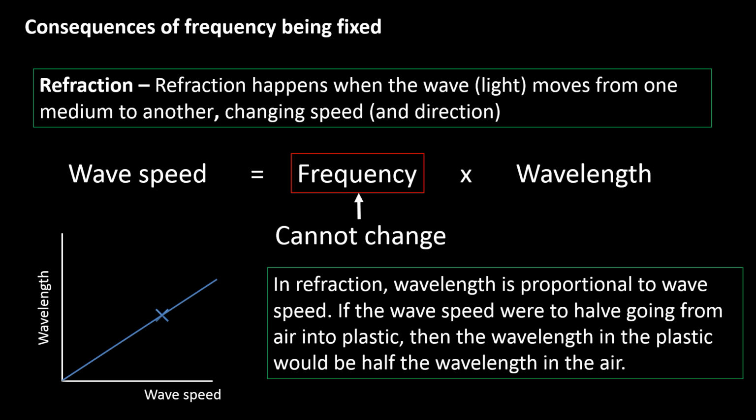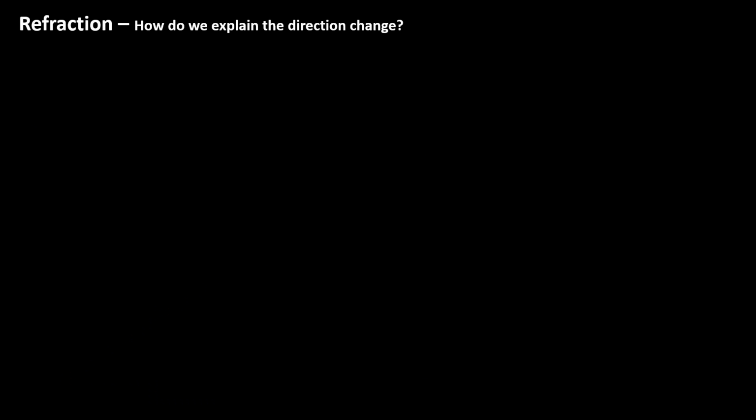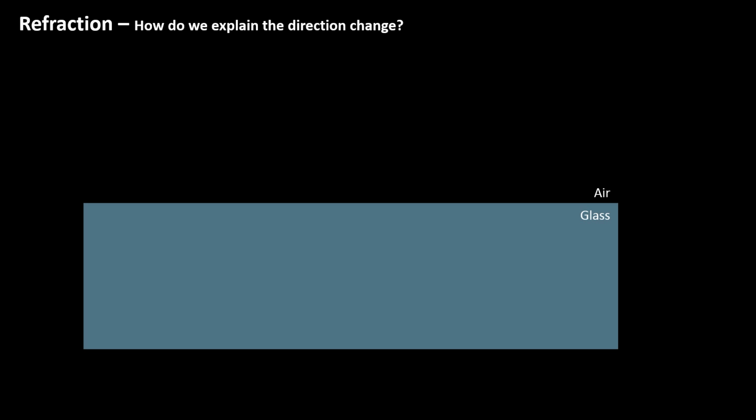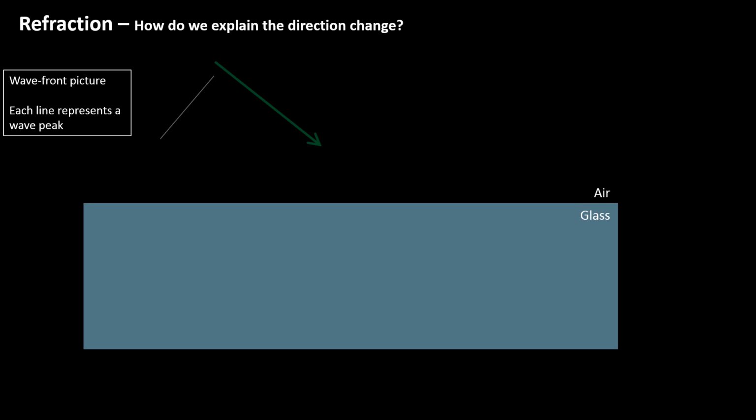The wavelength would be shorter. Another way to look at this is with a sort of geometric approach. So what we've got here is an air-glass boundary, again a glass block, and we're going to show wavefronts. Now, a wavefront is a line that represents the peak of a wave. So we can see these series of lines coming in.